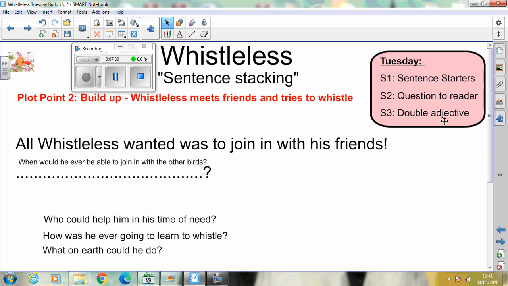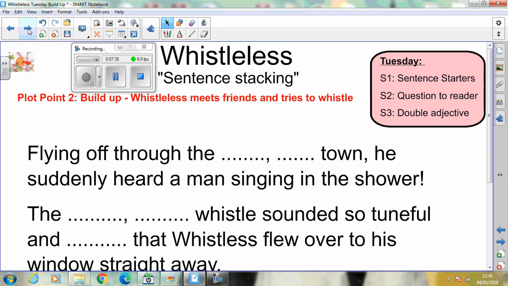Okay, let's move on now and look at sentence 3, double adjectives. So here we're coming back to an objective that we looked at at the beginning of our story in the introduction. We should all know by now that double adjectives add interest to our descriptions. Flying off through the something, something town, he suddenly heard a man singing in the shower. So my double adjectives here are describing the town.